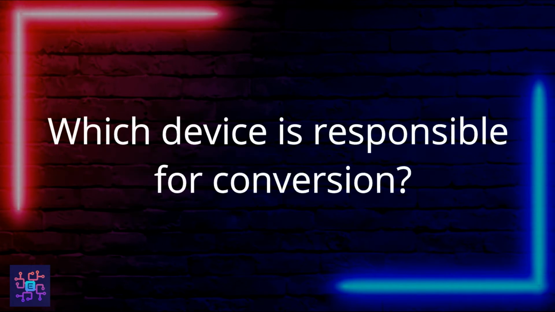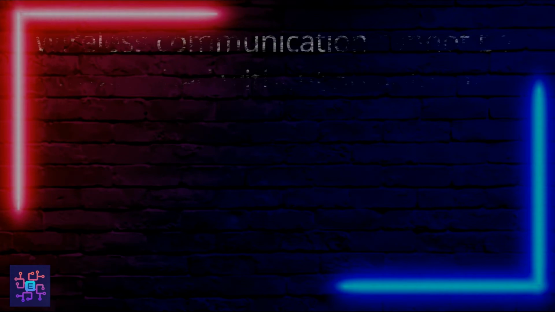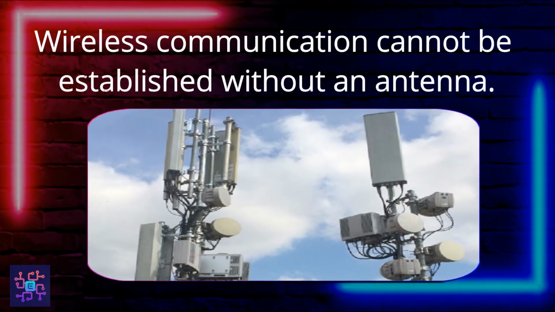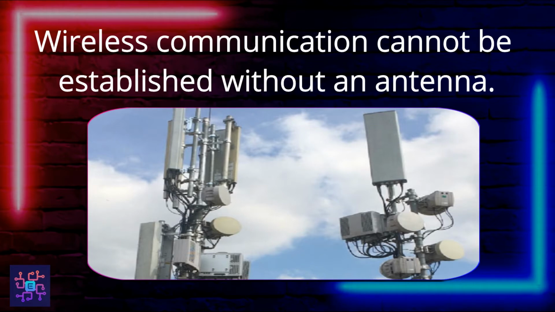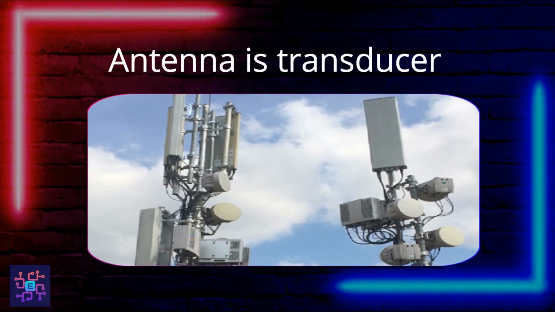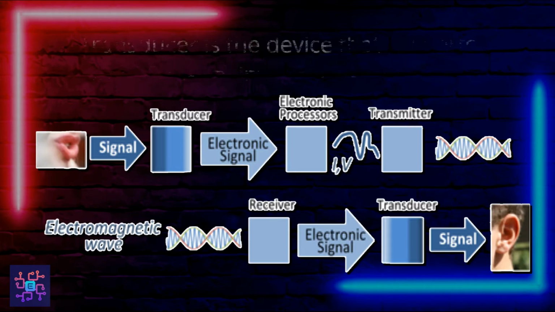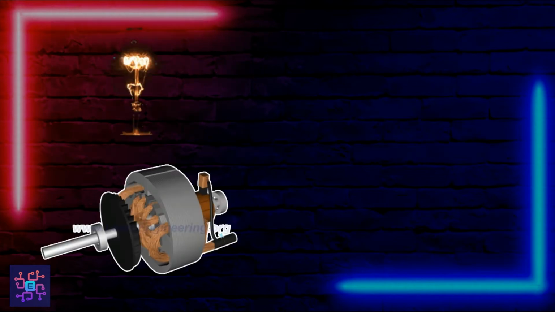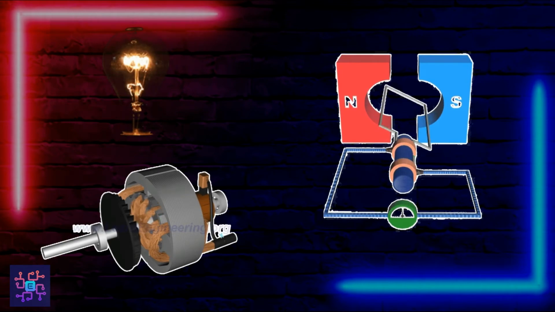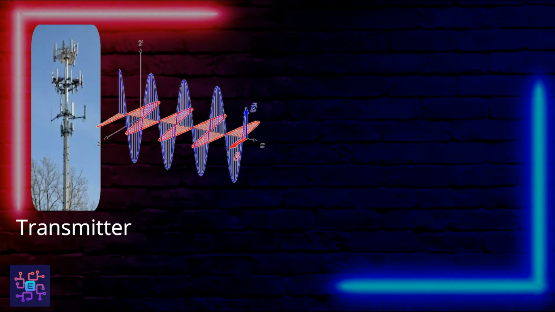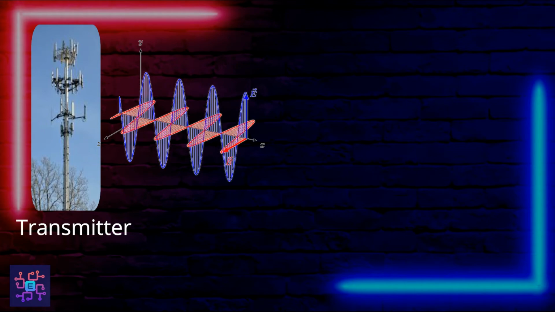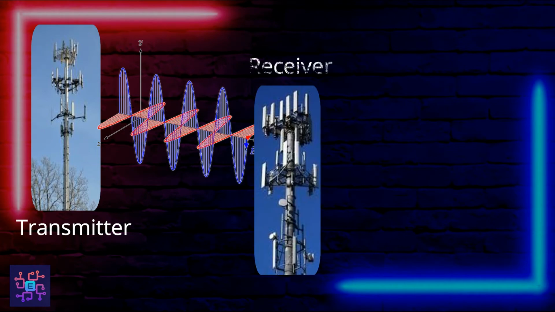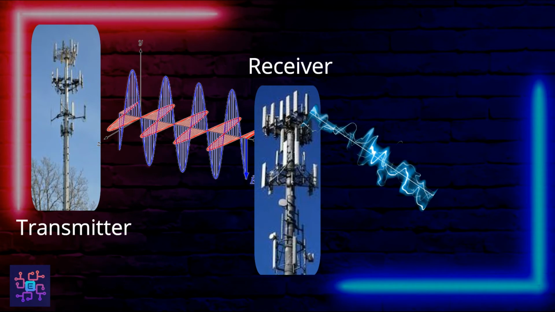Now the question comes: in communication, which device is responsible for this conversion? Wireless communication cannot be established without an antenna. Technically speaking, an antenna is a transducer. Now what is a transducer? A transducer is a device that converts one form of energy to another form of energy. For example, bulbs, motors, and even generators are examples of transducers. So the transmitting antenna radiates the electromagnetic wave, which is also known as radio wave, and the receiver antenna catches it and again converts it into an electrical signal.